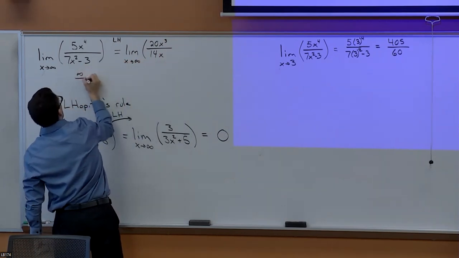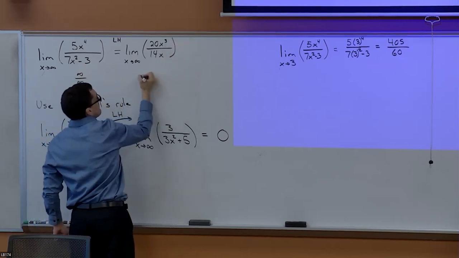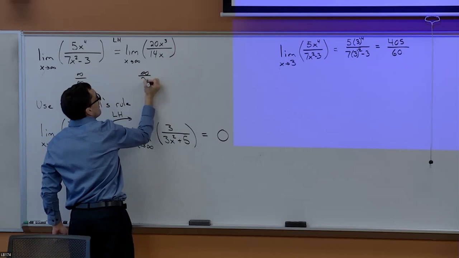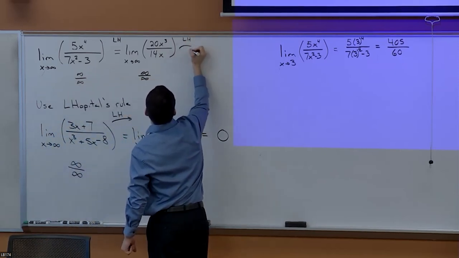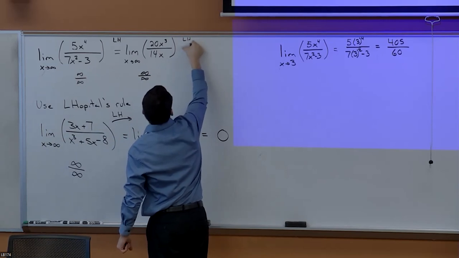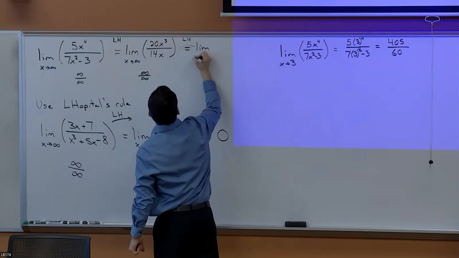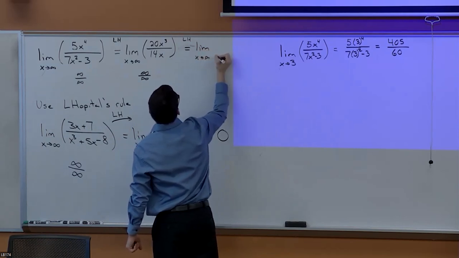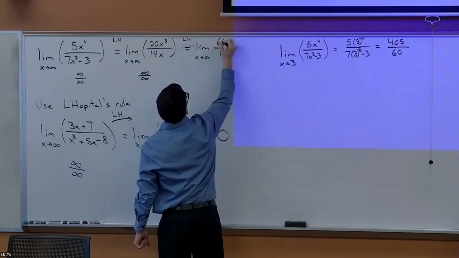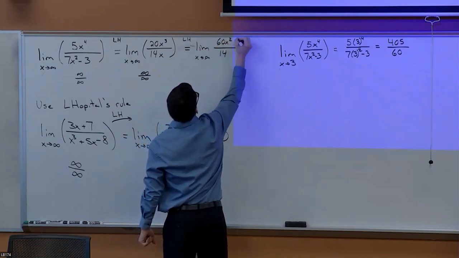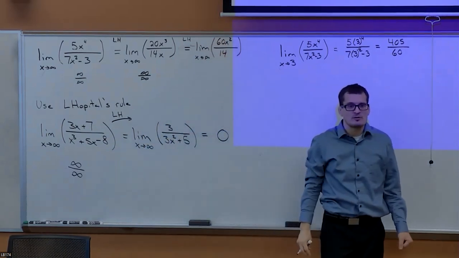So this was infinity over infinity, so I could use L'Hopital's rule. By the way, that's also infinity over infinity. So if you wanted to, you could do another L'Hopital's rule. You could also cancel. You get 60x squared over 14.